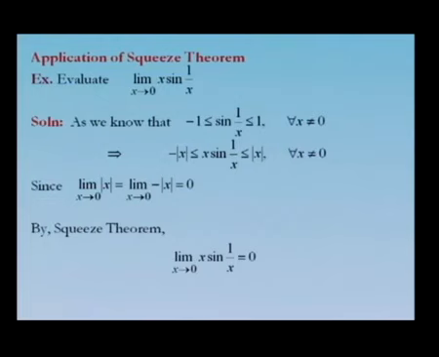So here f(x) is x sine 1 upon x, g(x) is minus mod x, and h(x) is mod x. So limit x tends to 0 g(x) equals limit x tends to 0 of minus mod x equals 0. Both the limits are 0, hence the function x sine 1 upon x also has the limit 0 by the squeeze theorem.